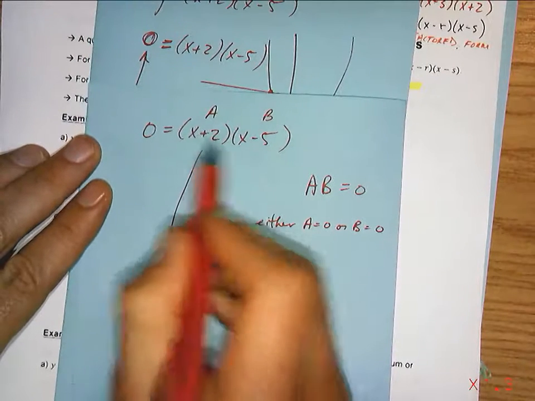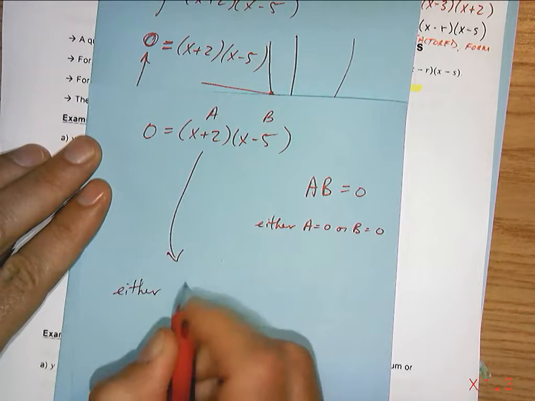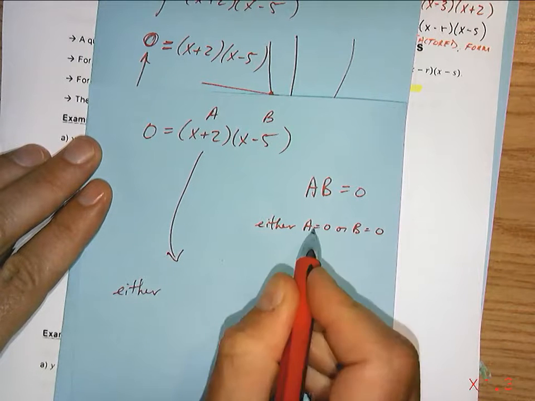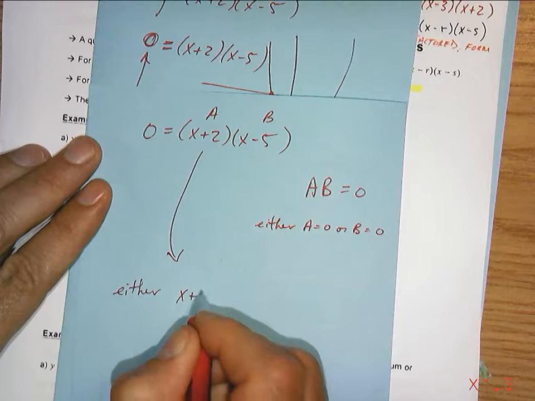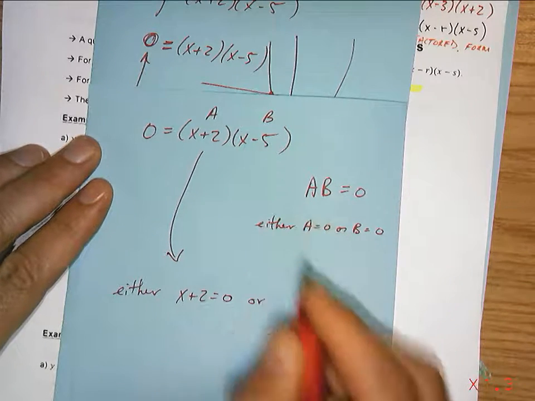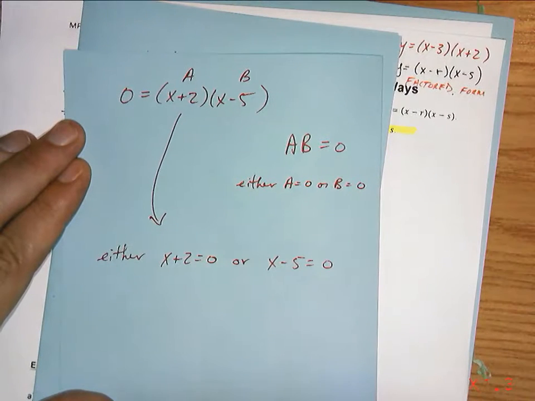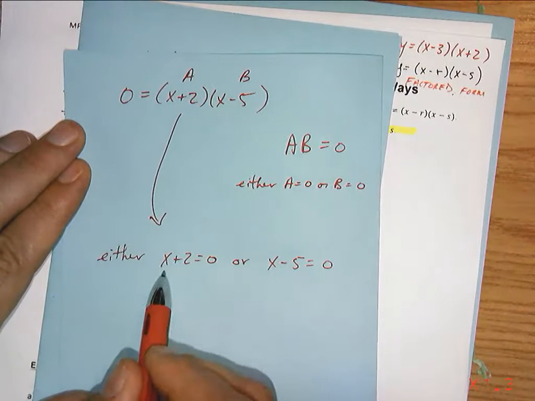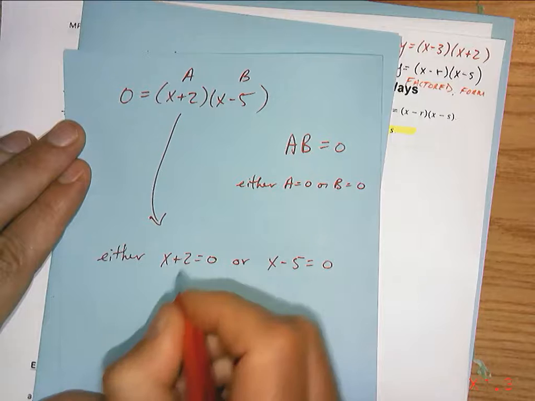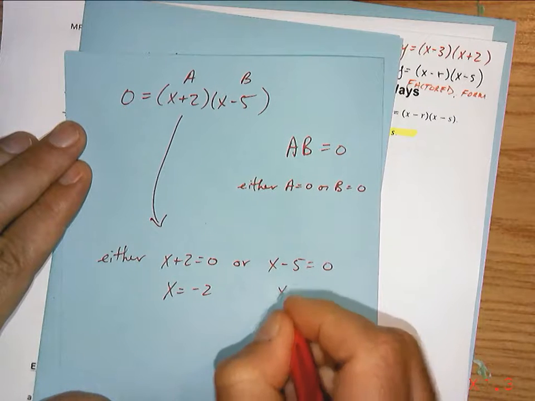So if I've got two things that multiply to give 0, either, and you write that, either the first one equals 0, a equals 0, but in this case it's x plus 2 equals 0, or b equals 0, which is x minus 5. Now we want to isolate for x. We want to get x by itself. So we'll take 2 away from both sides. We're going to add 5 to both sides.